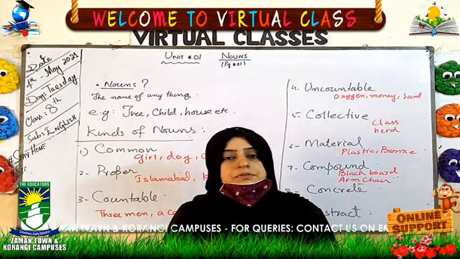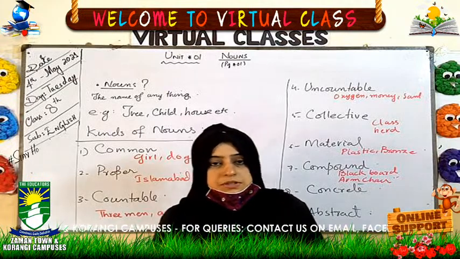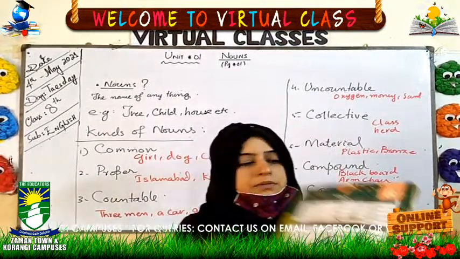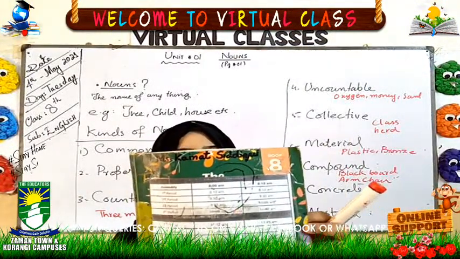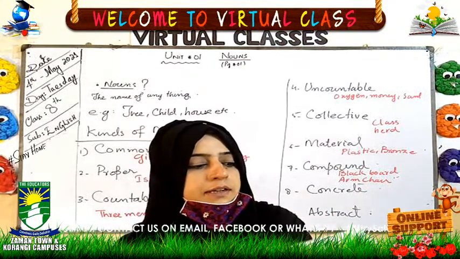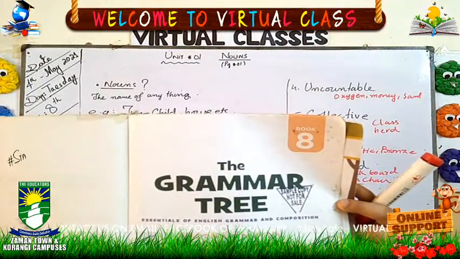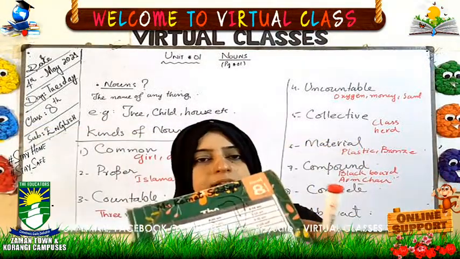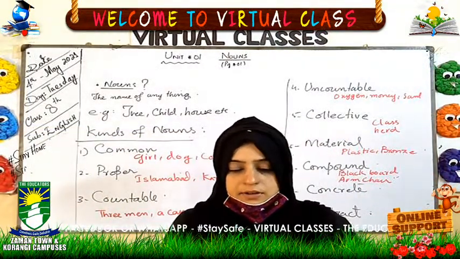Today we are going to start our first class of session 2021-22, and this is your grammar book. This is my timetable, but this one is your grammar book 8, Grammar Tree 8, and this is the title page of your book. Okay, this is your book of Grammar Tree, class 8, green in color. Now let's start our today's class.